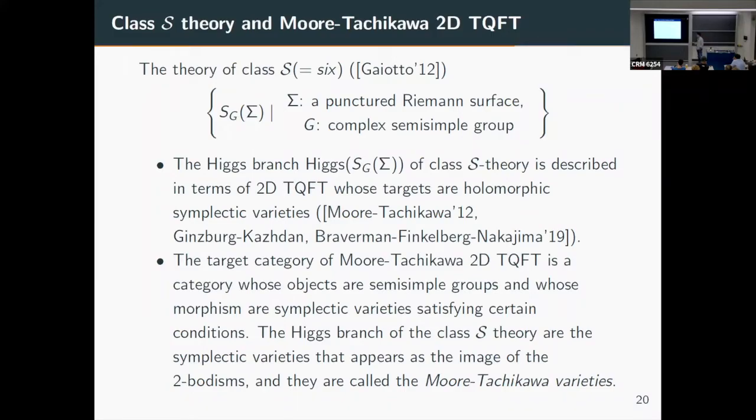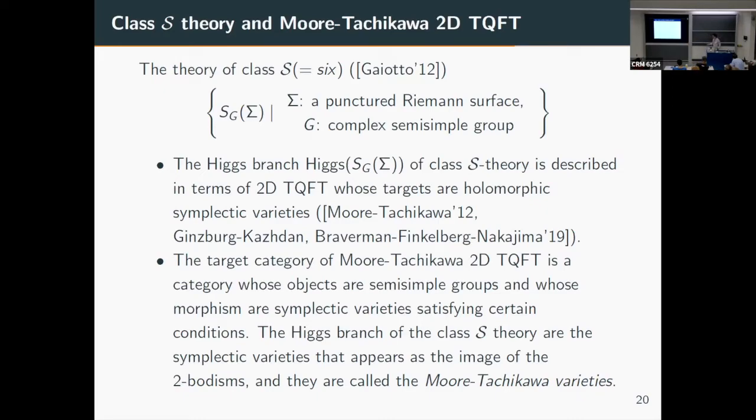And the Higgs branches of the class S theory are the symplectic varieties that appear as the image of two bordisms, which are morphisms of this category, and they are called Moore-Tachikawa varieties. So we use just the usual correspondence. So if you want to find the Higgs branch for P1 with 3 punctures, then this corresponds to a bordism with the same genus with 3 boundaries. So the number of punctures and the number of boundaries.